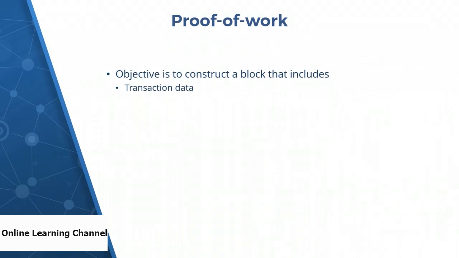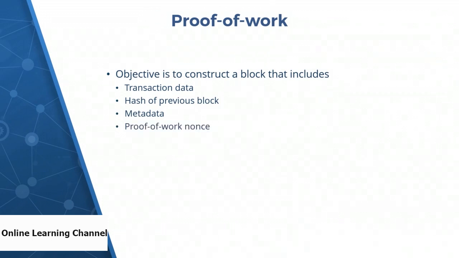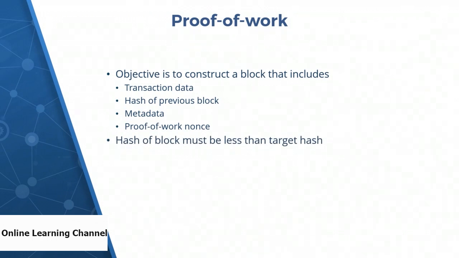The block should also include a cryptographic hash of the previous block in the blockchain, and there will also be some block metadata. And on top of all of that, there is also a field for the proof of work nonce. So once such a block has been constructed, the miner will produce a hash of that block, and this hash value must be less than a specified target hash value. If the block hash does not fulfill this condition of being less than the target hash, then the miner will need to change the value of the proof of work nonce and then recompute the block hash.